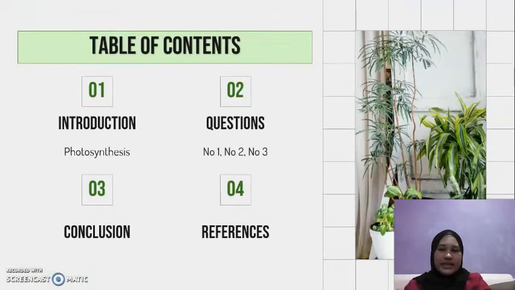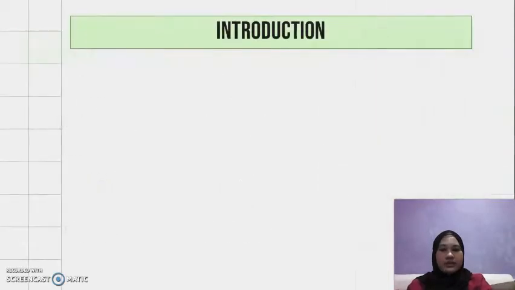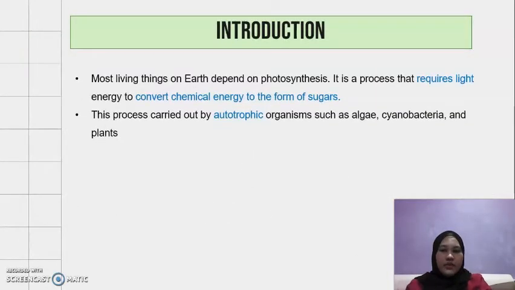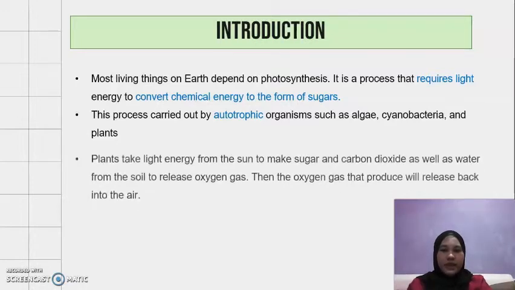Table of contents. This case study consists of introduction, questions, conclusion and references. Introduction. Most living things on Earth depend on photosynthesis. It is a process that requires light energy to convert chemical energy to the form of sugars. This process is carried out by autotrophic organisms such as algae, cyanobacteria, and plants.